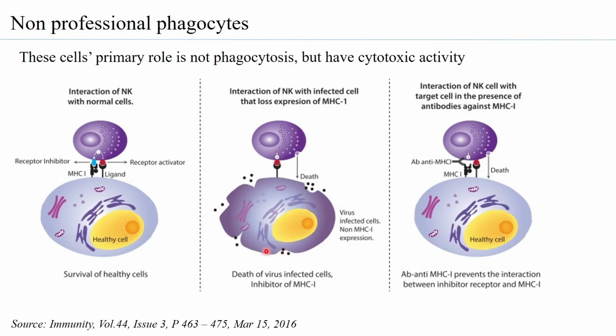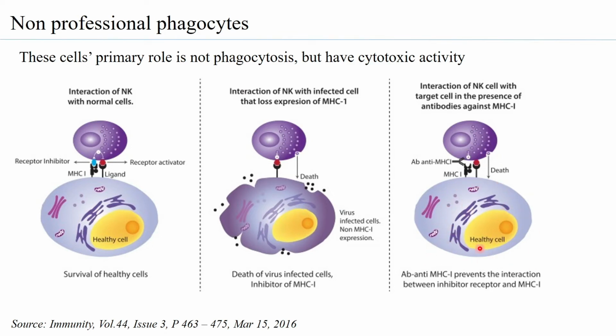Now this has been confirmed by using an antibody against MHC1. So if you have an antibody bound to the MHC1, the NK cell will not recognize the MHC1 because the MHC1 is already bound to an antibody. So thereby you have interaction only between the activator receptor and the ligand, and therefore that triggers the NK cell to give rise to all effector molecules that would eventually lead to harm, or actually the death of the healthy cell.